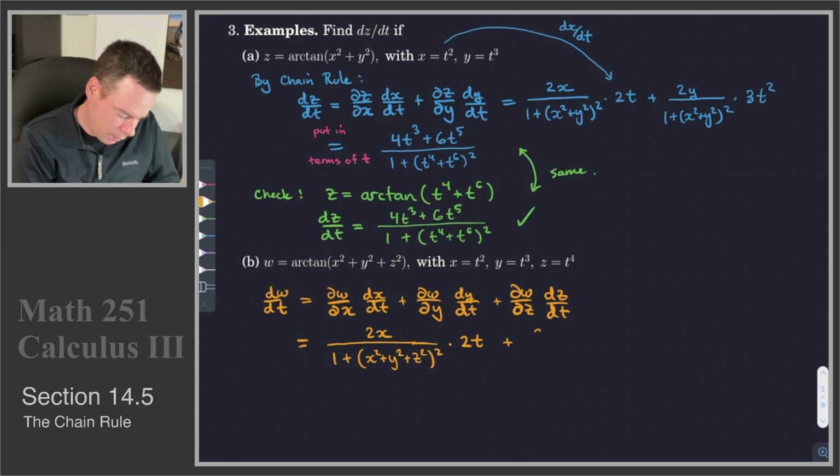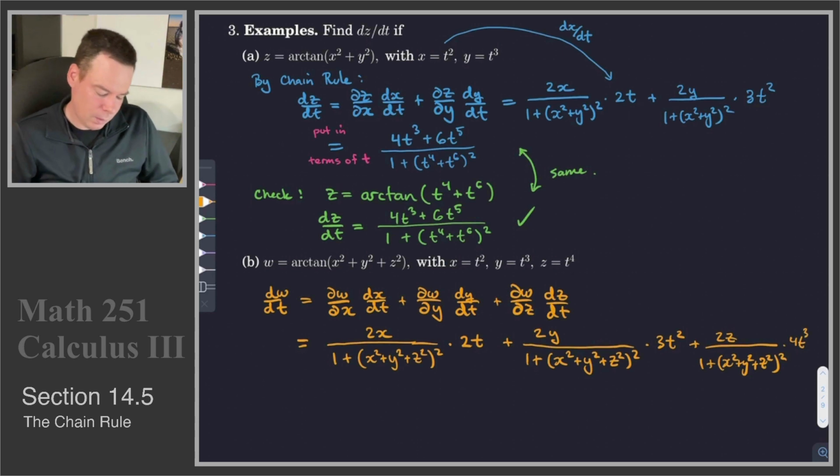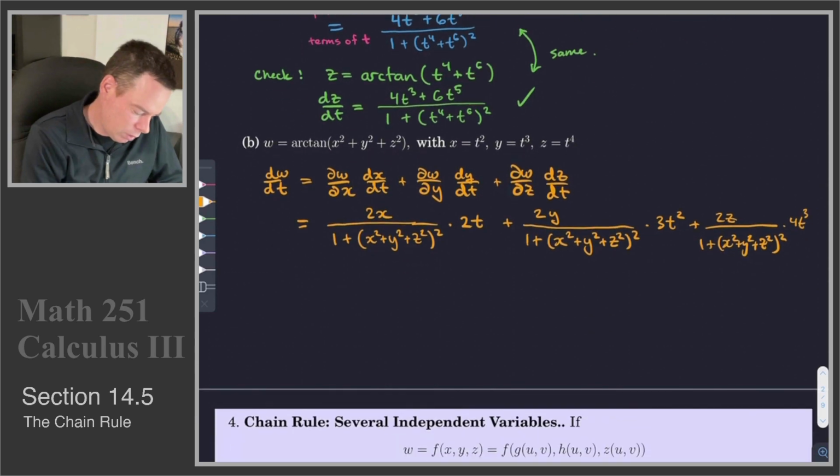Add to that the derivative with respect to y. So these are, because of symmetry here in our function, these will all look the same, except the top, the variable will just change a little bit. So there's our partial with respect to y times dy dt, so that's 3t squared, plus 2z over 1 plus x squared plus y squared plus z squared, all squared, times the derivative of z with respect to t, which is 4t cubed. And then we can go ahead and substitute in terms of t, so put everything in terms of t. This would be a 2t squared for the x, and then there's another 2t out there, so maybe I'll just go right for the end result. This will be a 4t cubed.